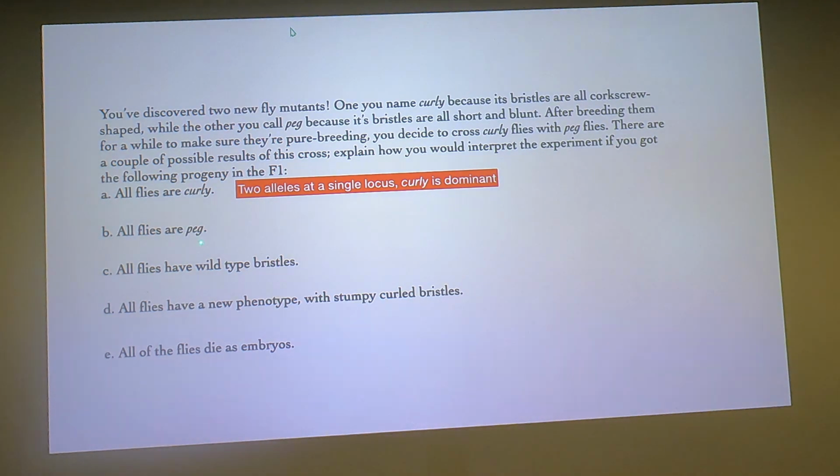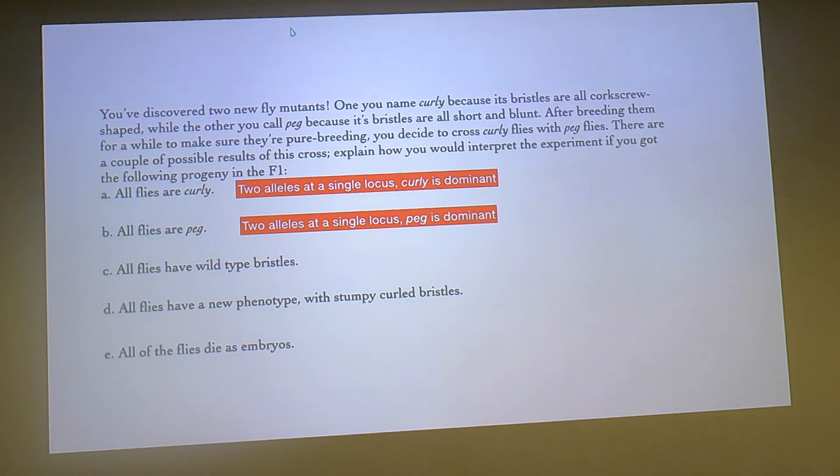Okay, conversely, what if you do this same thing, all the flies are peg? They're at the same locus, but peg is dominant. Yeah. So you begin to see the utility of doing this kind of cross. You're just kind of going through it and figuring out what the potential results are.